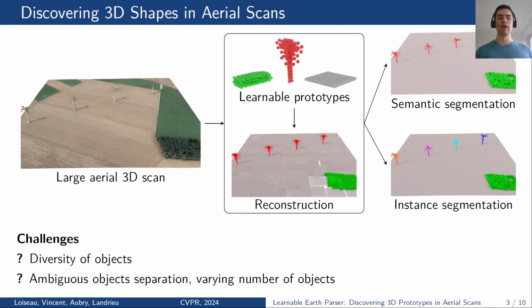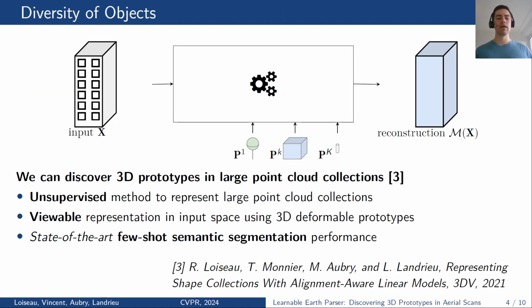particularly difficult. Firstly, we have to deal with a large variety of objects across different scenes. Secondly, it is difficult to separate objects in a scene, and each scene may have a varying number of objects. In this presentation, we will focus on dealing with ambiguous object separations and varying number of objects.